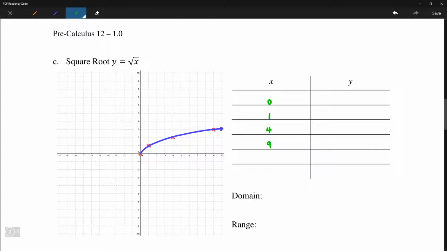The square root of 0 is 0, the square root of 1 is 1, the square root of 4 is 2, and finally the square root of 9 is 3. You can see these 4 points are already plotted and the graph is already made. The domain and range of this graph: x, as we can see, is greater than or equal to 0, and y is also greater than or equal to 0 for the range.